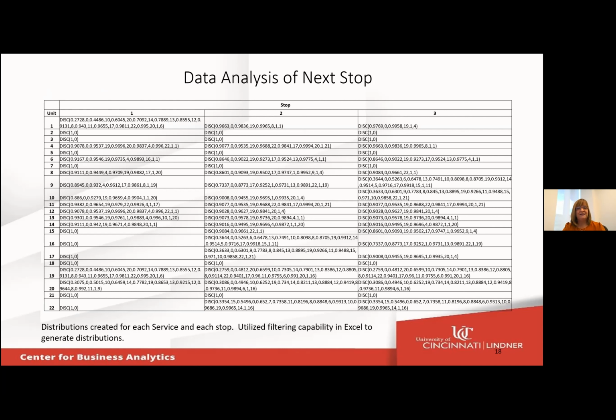This is just a quick snapshot, you don't have to read it, to show you what some of our distributions look like. So we used discrete probability distributions to determine where patients would flow, like which next stop they were. So you can see here, we had them by stop and by unit. And it determined randomly where a patient would flow based on the historic values. So we created sets of these distributions for each service.